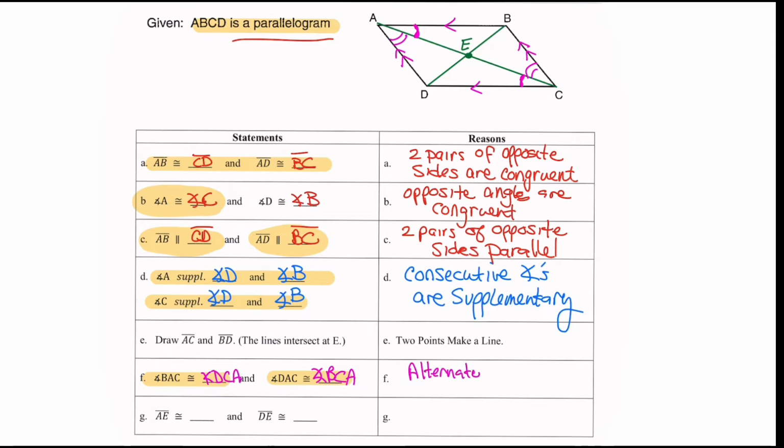Alternate interior angles are congruent. Alright, one last statement. AE is congruent to something, and that something is the other side to it, EC. In the same way that DE is congruent to BE, and that is an indication. So what we'll do is mark that like this and like this, and that's an indication that the diagonals bisect each other.